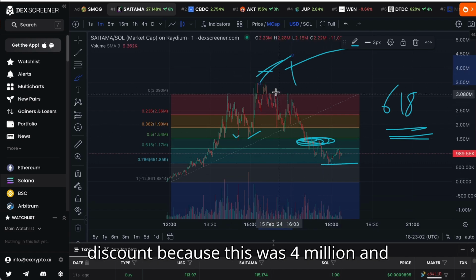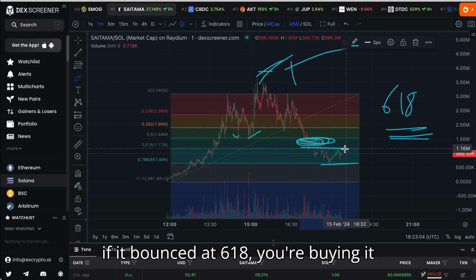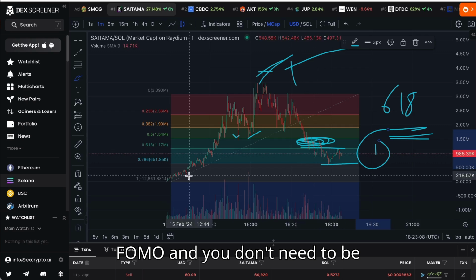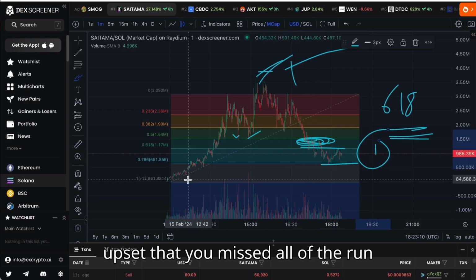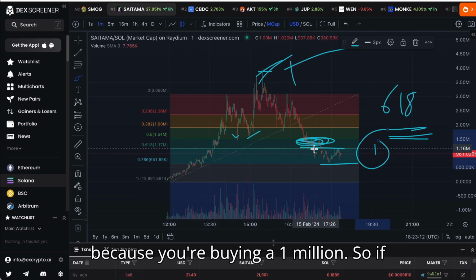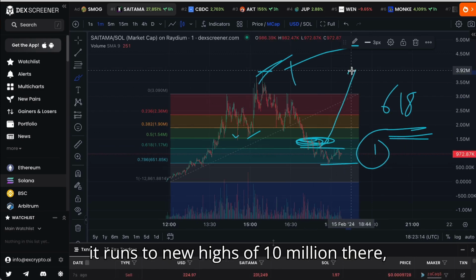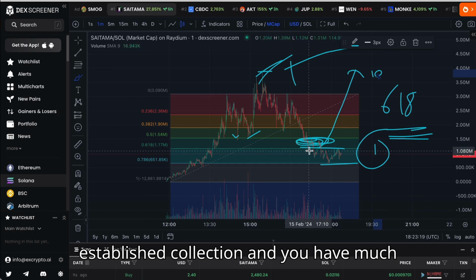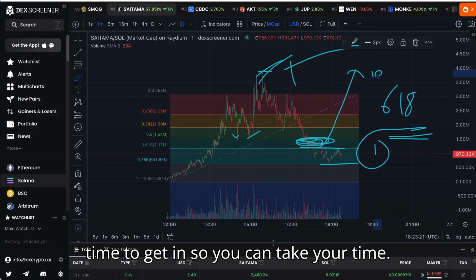So you're getting a massive discount because this was 4 million. And if it bounced at 618, you're buying it for 1 million. So you don't need to have FOMO. And you don't need to be upset that you missed all of the run because you're buying at 1 million. So if it runs to new highs of 10 million there, you're still doing a 10x in an already established collection, and you have much time to get in, so you can take your time.